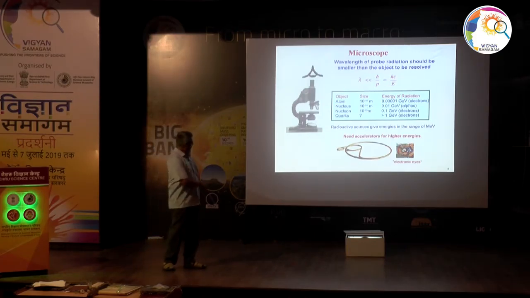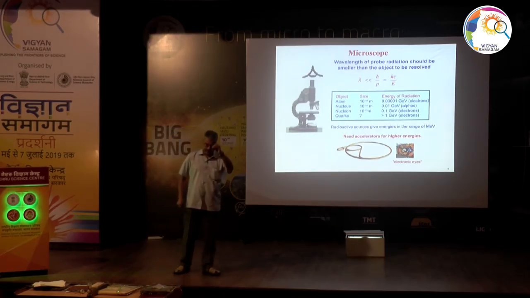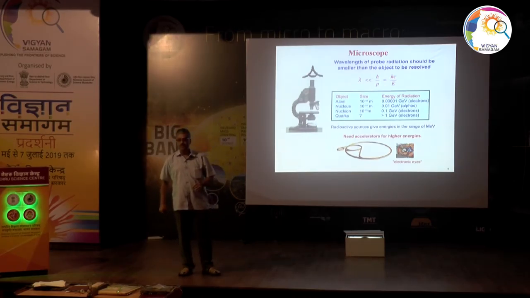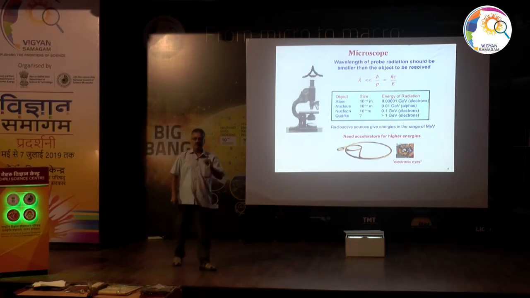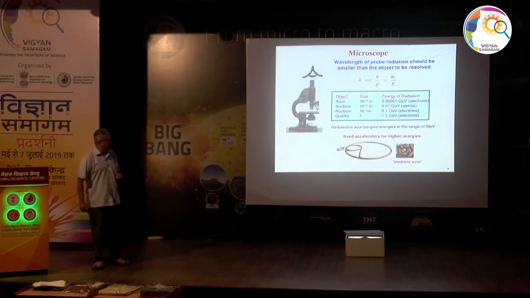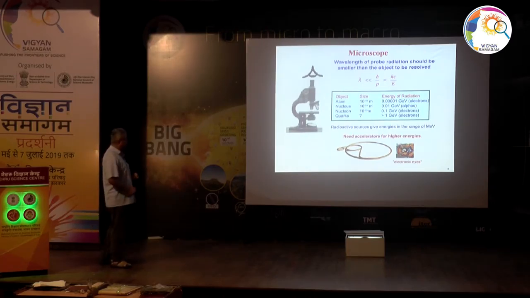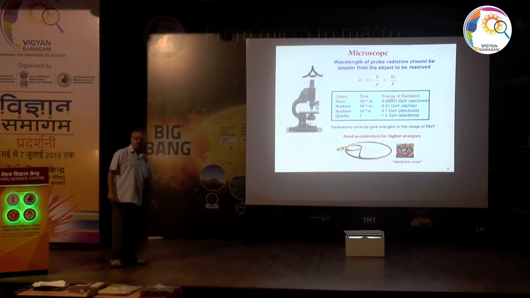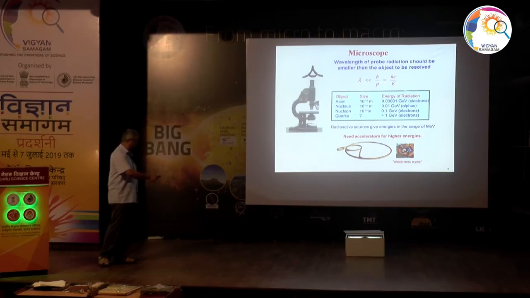Another thing is that the wavelength of the light we put on the object should be smaller than the object; only then can we see it. If the wavelength is more, then we cannot. Now, how can we make the wavelength smaller and smaller? This is some kind of particle physics. In quantum mechanics, if a particle has more energy, its corresponding wavelength is smaller.